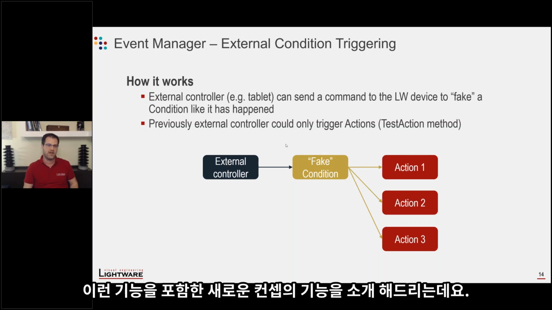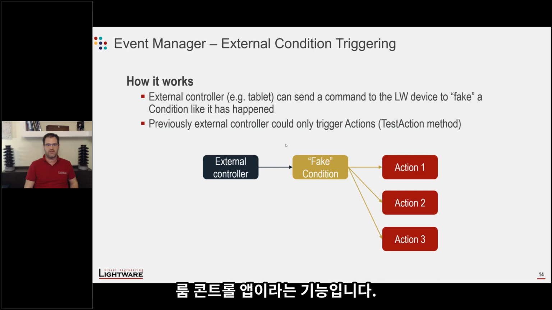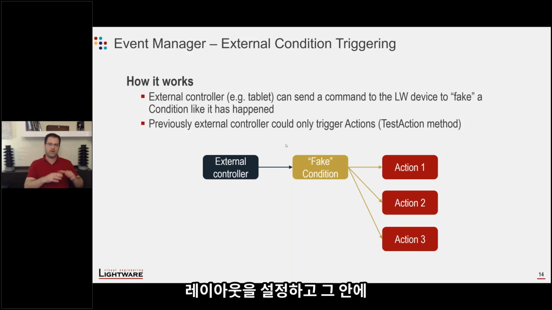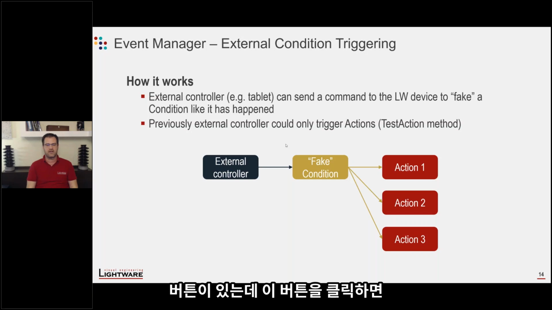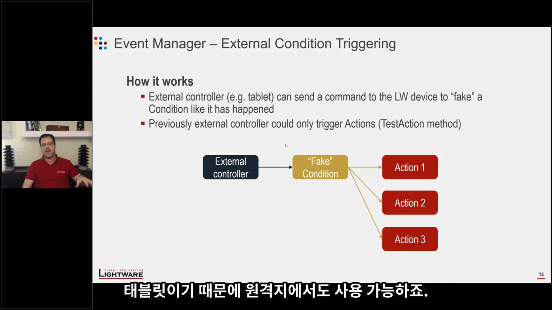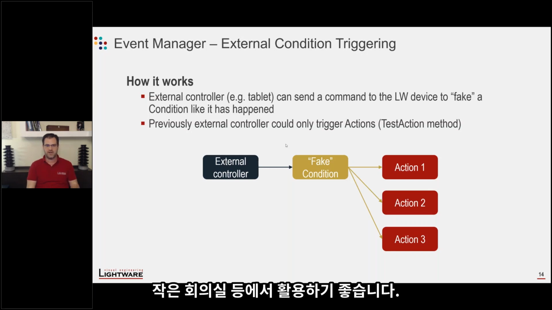Maybe here it is a good time to tell you that we are developing a new product, whose internal code name is Room Control App, which will be a native Android and iOS app, allowing you to configure layouts with different buttons, and those buttons can send different commands to the system. For that, I think it will be really useful that you can simply set a button to trigger a condition in the event manager, and then you can put the tablet away and do whatever you want in the event manager, because it will work the same.